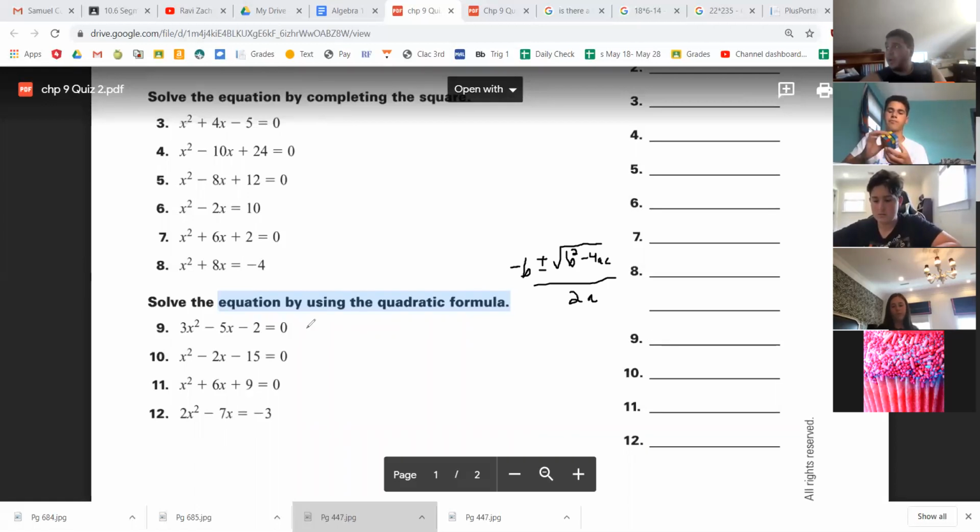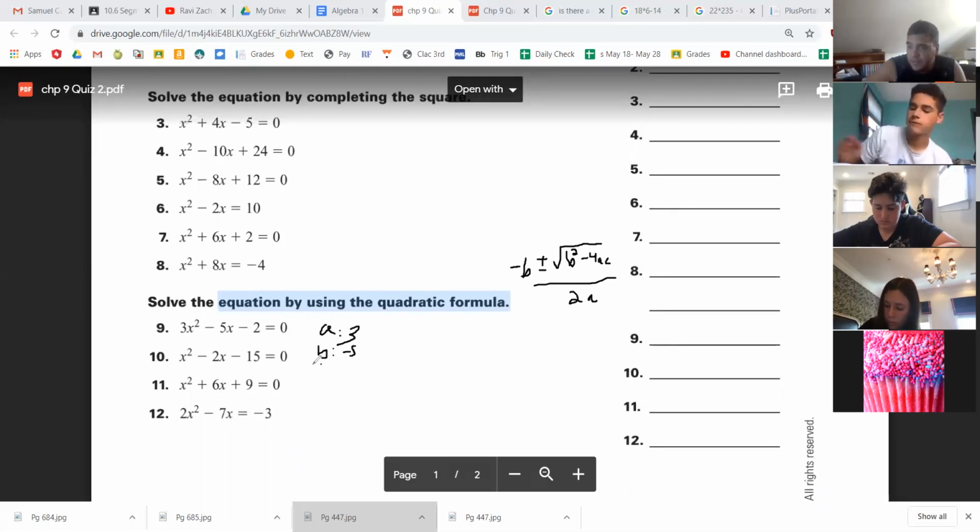Let's do number 9. We have to identify our actors before we can start to play. So A in this case is 3. B in this case is -5. C in this case is -2. Now we know the actors, we're going to put them in their place. I'm going to do the non-simplified form first. You can skip to the simplified form if you feel comfortable.